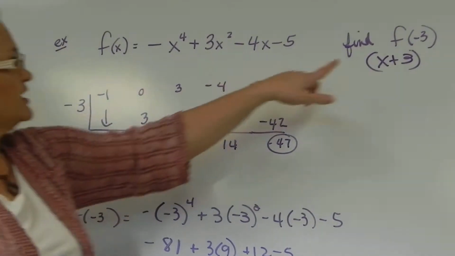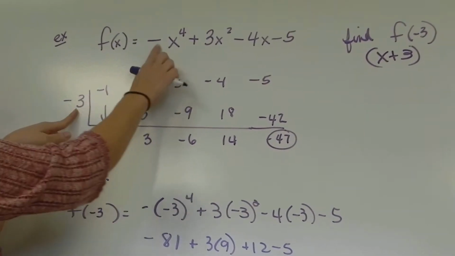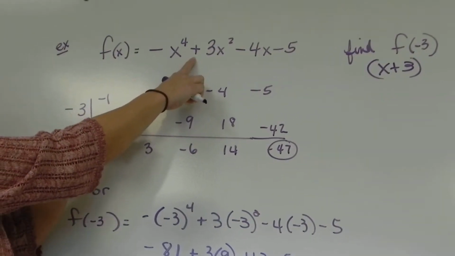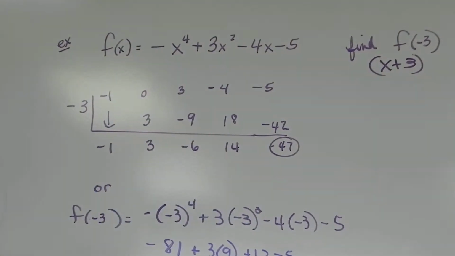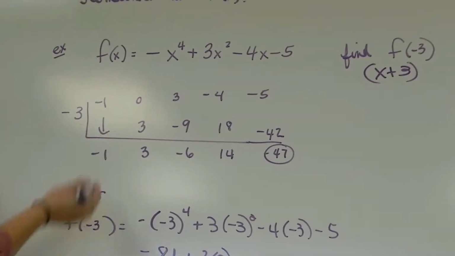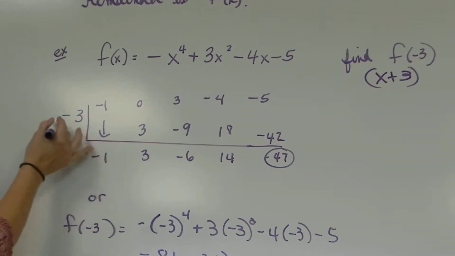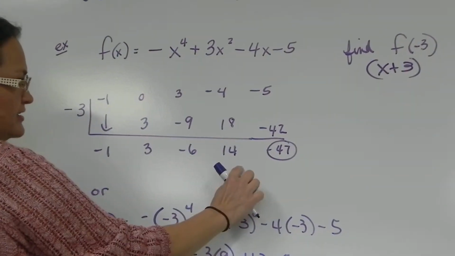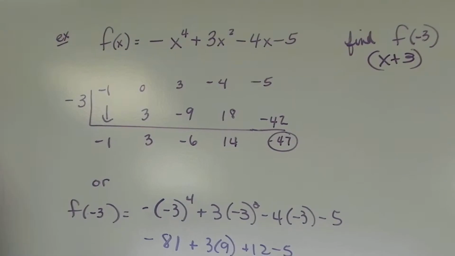All right, so we're going to plug in this negative 3 and do our synthetic division thing. Negative 1. Now notice they've skipped the third term, so make sure you put a 0 placeholder. Then 3, negative 4, negative 5. Then we do our little thing here. We bring the first term down, multiply, add your way across. Multiply, add, multiply, add, multiply, and add. That last number is the remainder.